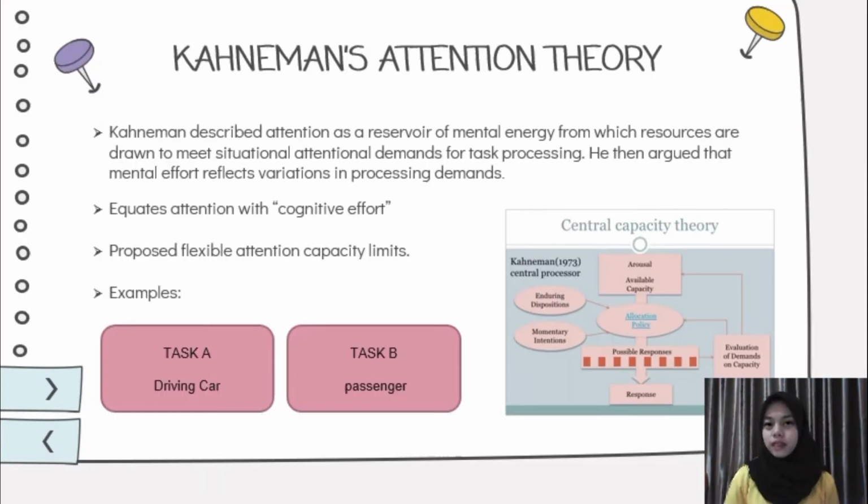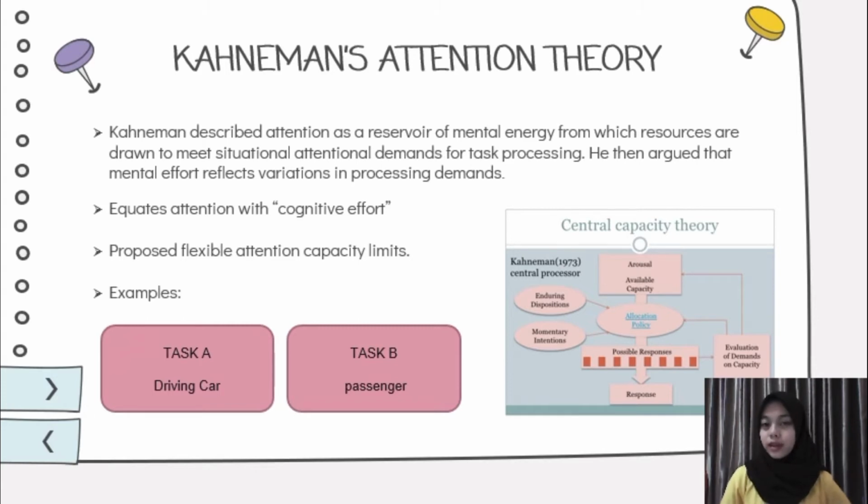So in this slide, we have Kahneman's attention theory. What is Kahneman's attention theory? Kahneman described attention as a reservoir of mental energy from which resources are drawn to meet situational and attentional demands for task processing. He then argued that mental effort reflects variations in processing demand, and it equates attention with cognitive effort.